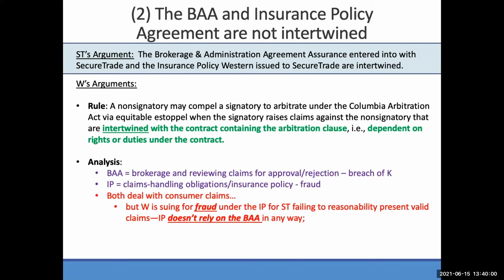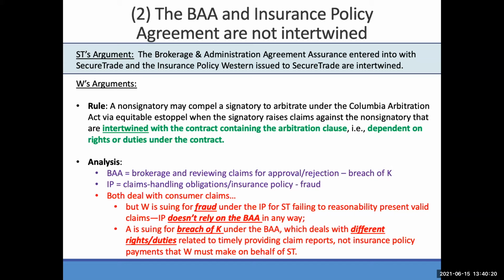Like I said, fraud is one claim that W is suing for, but then Assurance is suing under breach of contract. And here, the insurance policy doesn't rely on the BAA contract in any way, right? The insurance policy contract is completely separate from the BAA. The fact that A is suing for breach of contract, it's dealing with different rights and duties, right? The duties under the BAA are claims reports, not dealing with the insurance policies that W actually has to pay for. So there's no way they're intertwined.